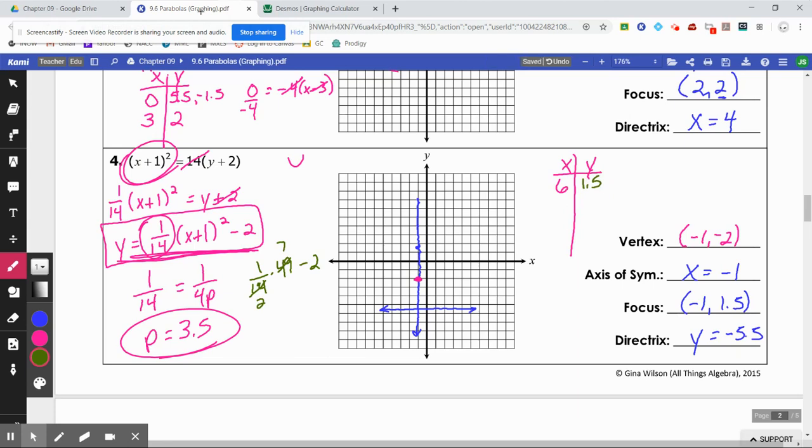So let's plot that. 1, 2, 3, 4, 5, 6, 1.5. Because of your axis of symmetry, you can also go the same distance on the other side. I think that's a distance of 7. So go 1, 2, 3, 4, 5, 6, 7 on the other side and put a dot at the same height. And you can use those 2 dots to semi-complete your graph there. So your parabola will look something like this.